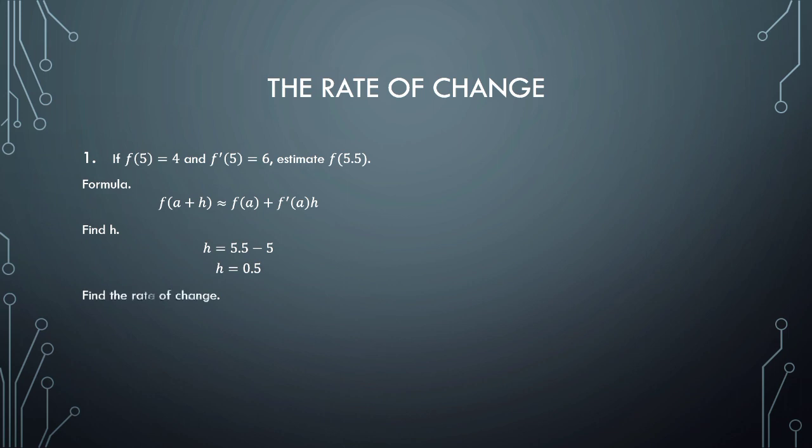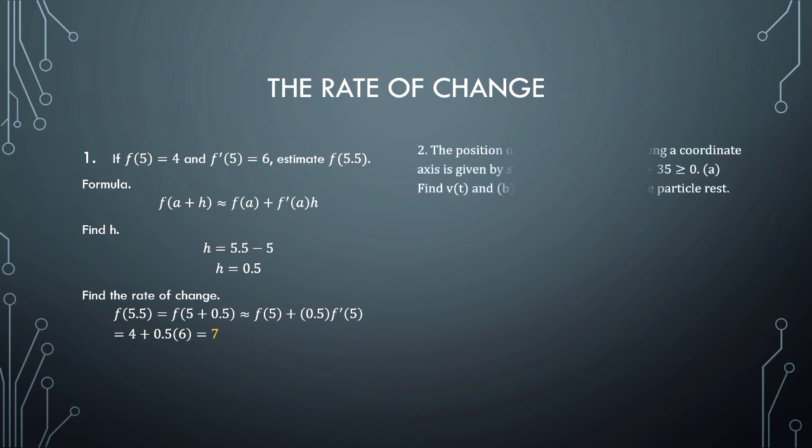Then find the rate of change of f of 5.5. Use the formula f of a plus h is equal to f of a plus the derivative of a times h. Thus, f of 5 plus 0.5, wherein a is equal to 5 and h is equal to 0.5. Following the formula, it would be f of 5 plus 0.5 times the derivative of 5, which is equal to 6, and f of 5 is equal to 4. So 4 plus 0.5 times 6 is equal to 7. Thus, the rate of change of f of 5.5 is equal to 7.